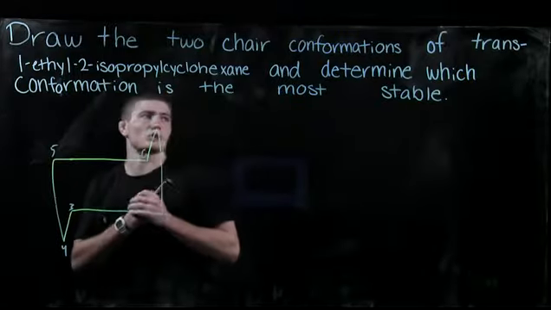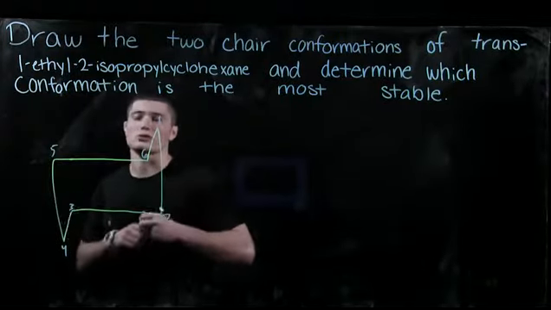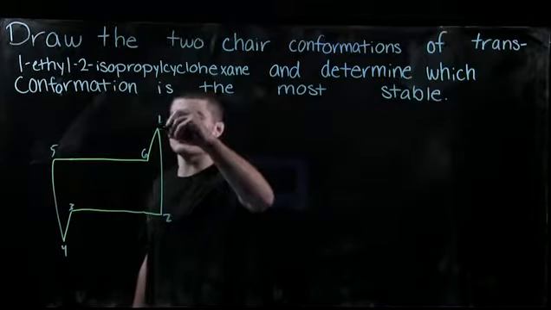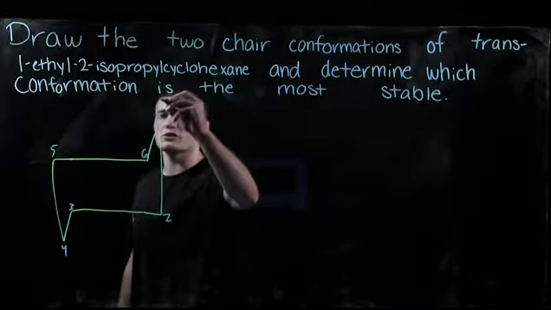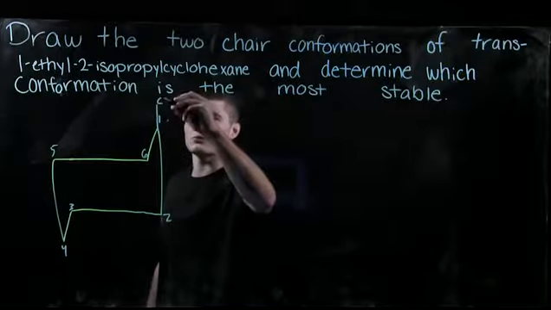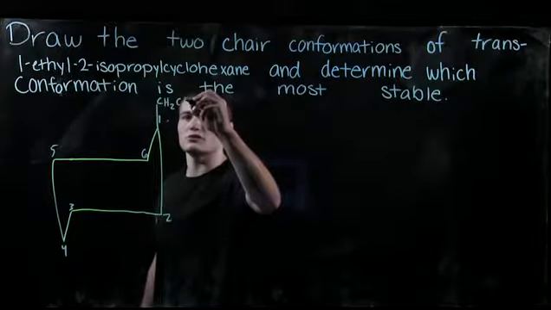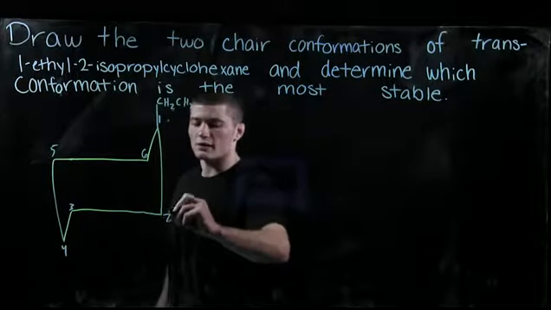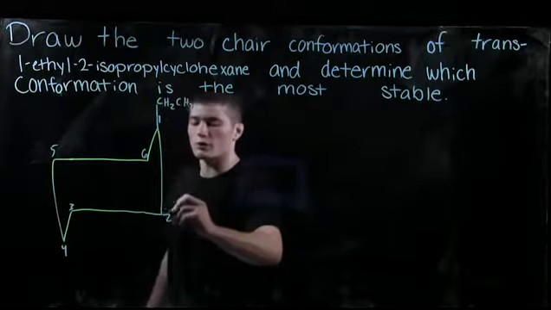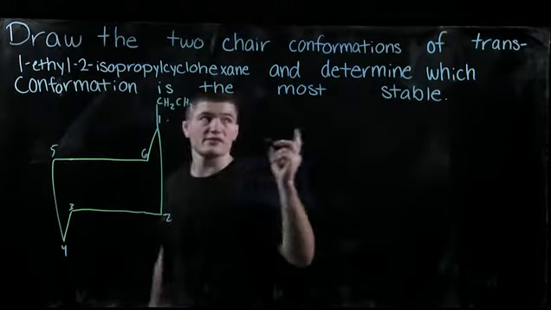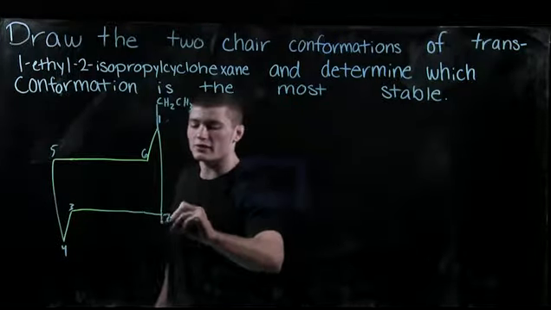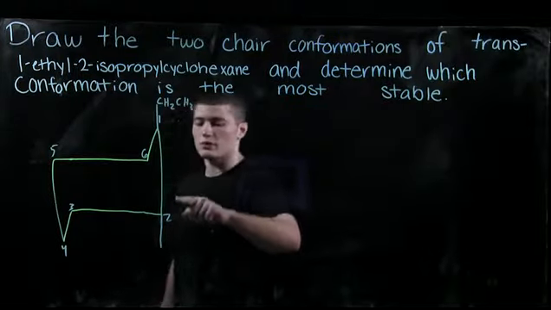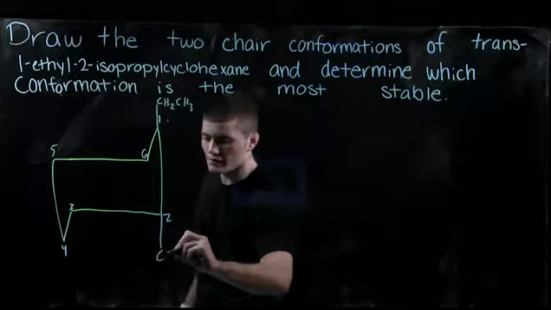And the molecule is 1-ethyl, which means there's an ethyl group on the first carbon. I'm going to go ahead and draw it in the axial position. So an ethyl is 2 carbons, so CH2, CH3, connected at the carbon. And then for 2-isopropyl, I'm going to draw it on the second carbon. And since it's trans, it's going to be going in the opposite direction. So this one was pointed up. The isopropyl is going to be pointed down.